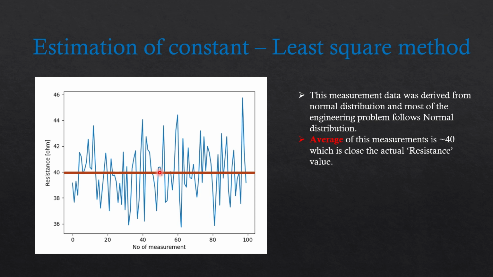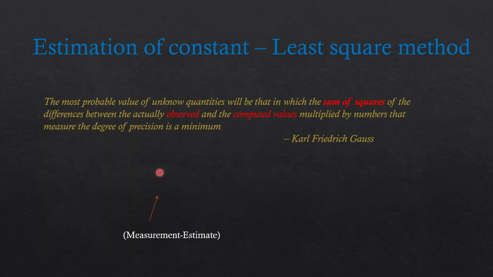How can we prove the same thing with the least square estimation? I will go back to the quotation given by Carl Friedrich Gauss, where he mentioned that if you find the error, which is the measurement minus estimate squared, and then add all those elements, that gives you the cost function. If you minimize this cost function, that would be the best value for that estimation.